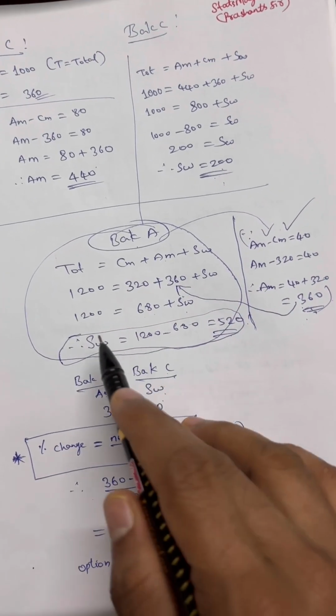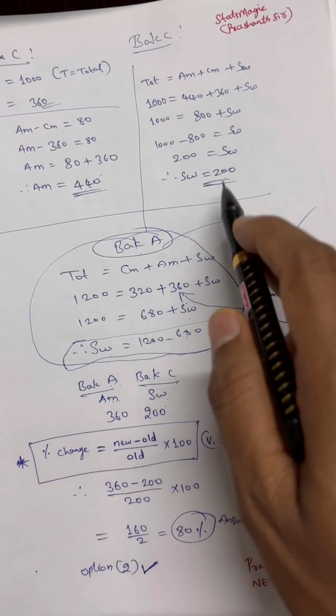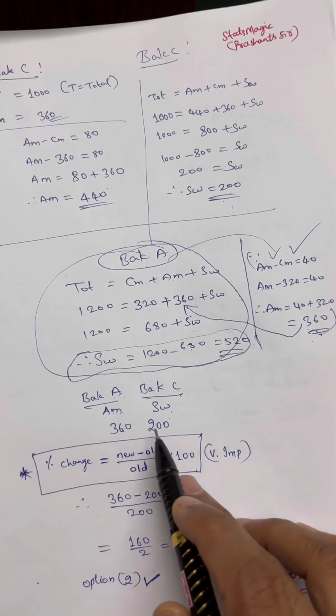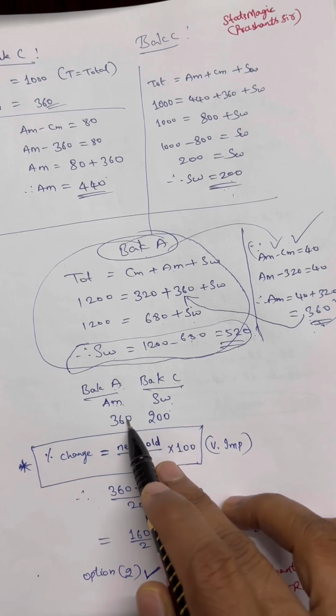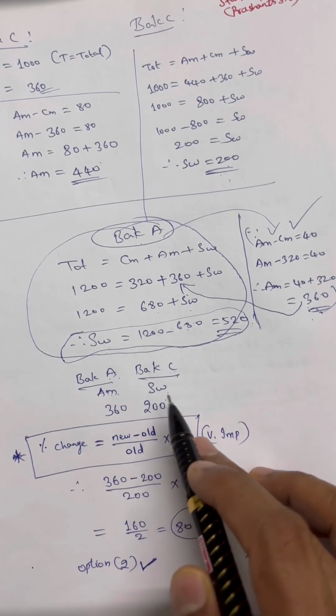This entire thing is not required, because Swedish of bakery is not required here. Now for bakery, Swedish is 200. Now how much is it? Obviously 360 is greater than 200. So for bakery, how much it is more than bakery is Swedish.